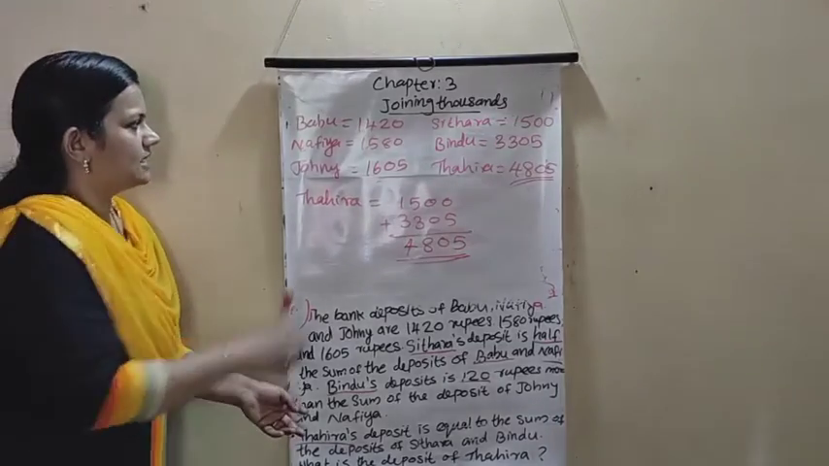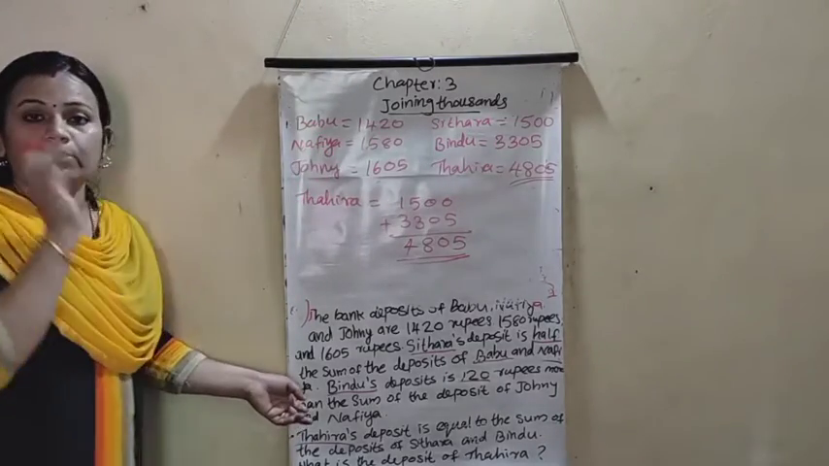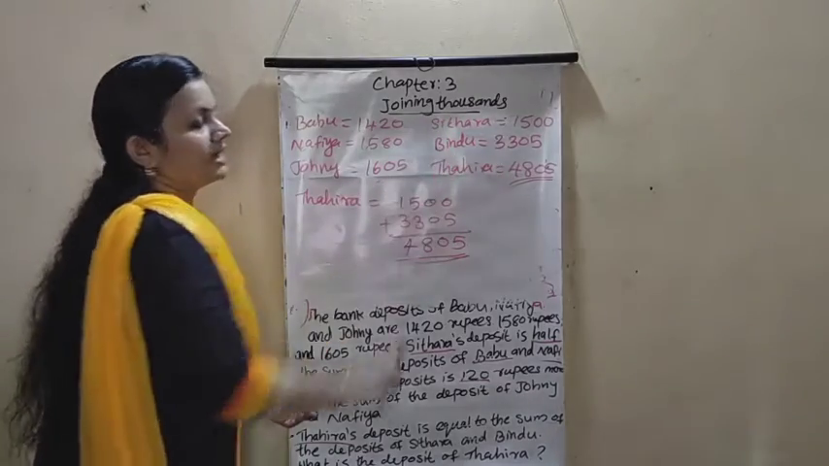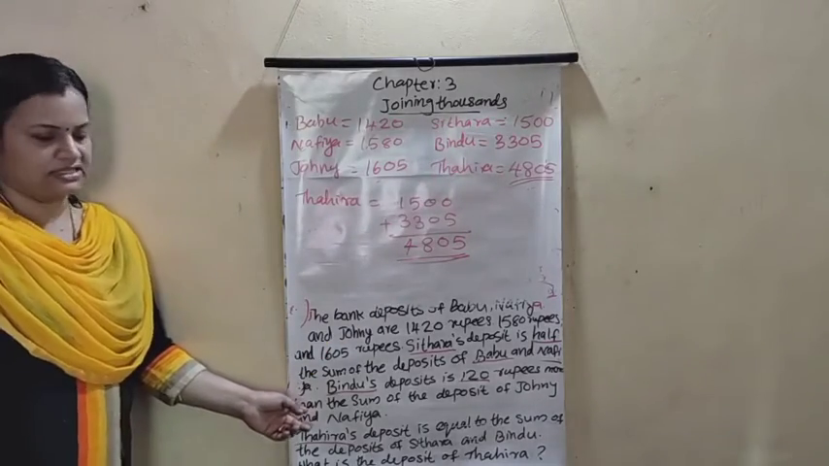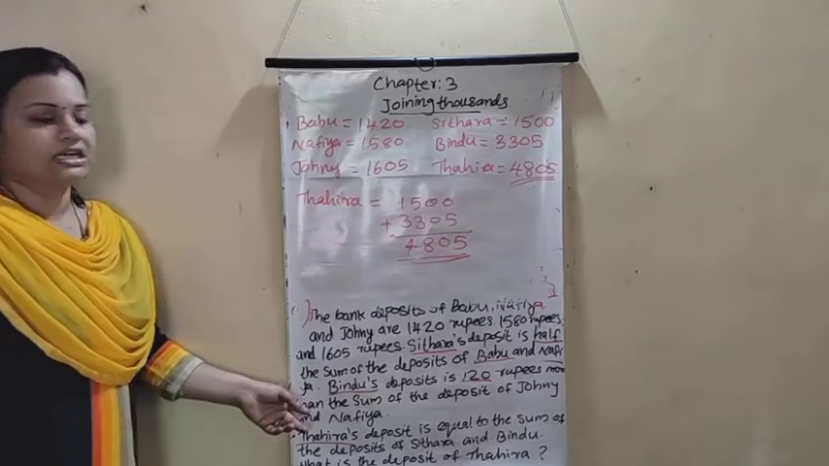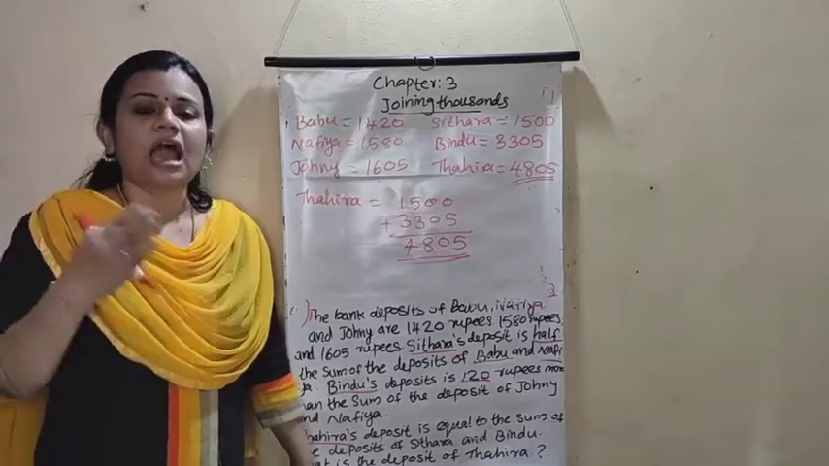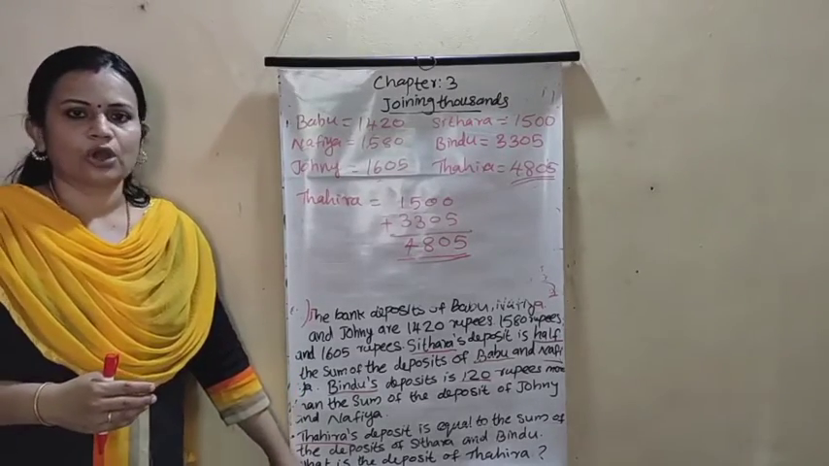But in this question, only Babu, Nafia and Johnny's deposits are given. Then we need to find out Sitara, Bindu and Tahira's deposits. Okay children, in this type of question, you read the question carefully and write the answer.